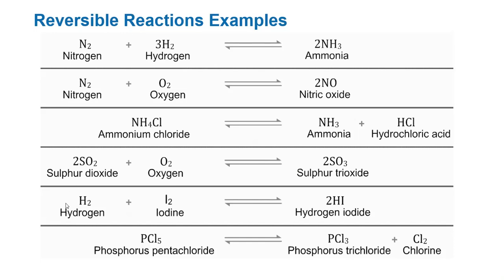In example 5, hydrogen and iodine react to form hydrogen iodide in the forward direction, that is the forward reaction. The hydrogen iodide breaks down to hydrogen and iodine in the backward reaction. In the last example, phosphorus pentachloride decomposes to form phosphorus trichloride and chlorine, which is the forward reaction. In the backward reaction, phosphorus trichloride reacts with chlorine to form phosphorus pentachloride.